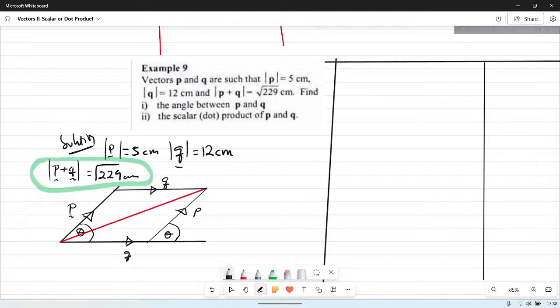Are we okay? Then we are going to append their distances. So this one is 5. Distance from here to here becomes what? And the P plus Q becomes root of 229. Are we okay? Very good. Now they want us to find the angle between P and Q, right? We can't find this angle, but we can find this angle if we put an angle K here. You can find the value of K and use angles on a straight line equals 180 to find theta.